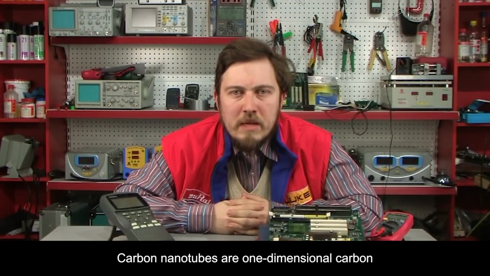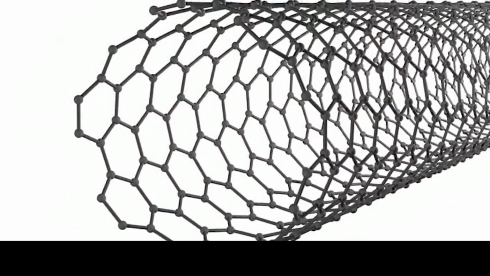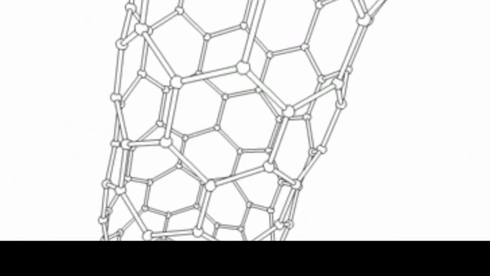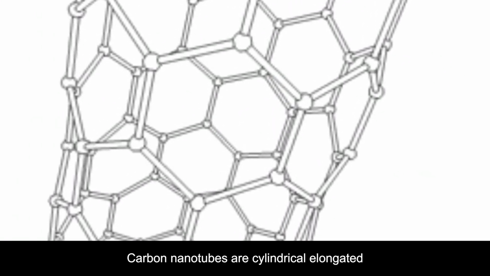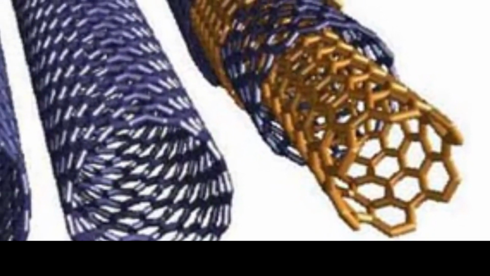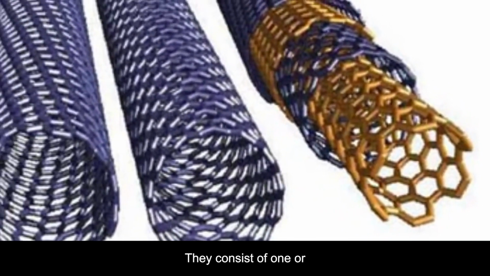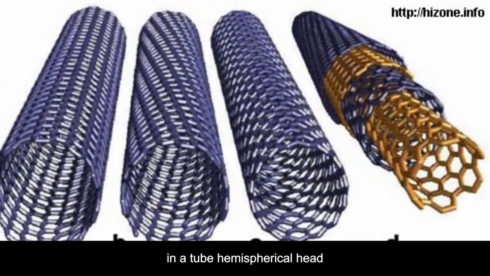Carbon nanotubes, a one-dimensional carbon material. They were discovered about 10 years ago. A new molecular form of carbon, it revealed a whole series of new and unexpected physical, mechanical, and chemical properties. These unique properties make nanotubes a key element in nanotechnology. Carbon nanotubes are cylindrical, elongated structures with a diameter of 1 to several tens of nanometers and can be up to several centimeters long. They consist of one or more hexagonal graphite planes rolled into a tube, with a hemispherical head at the end.